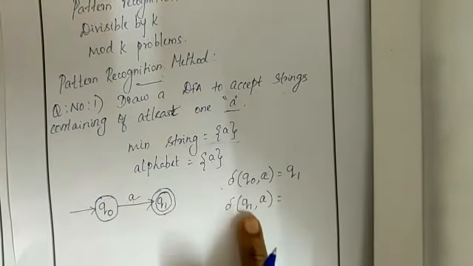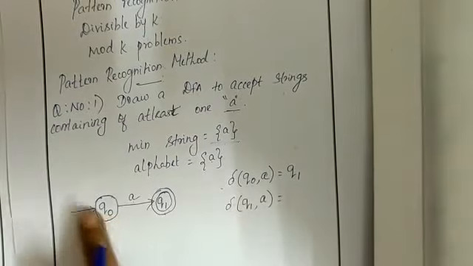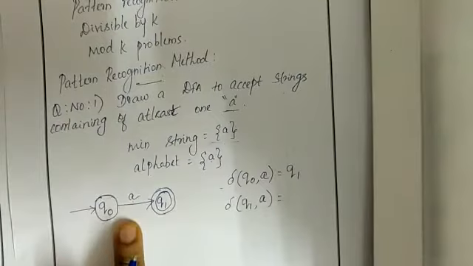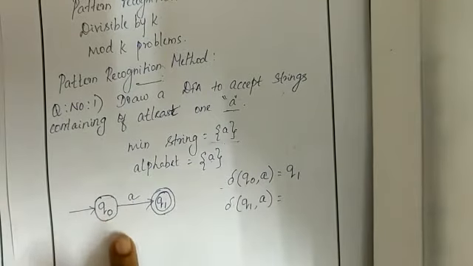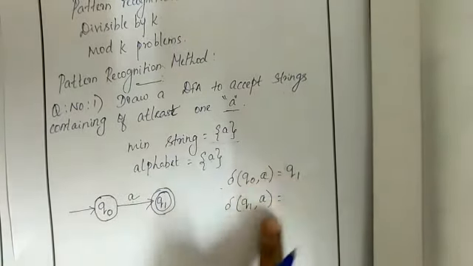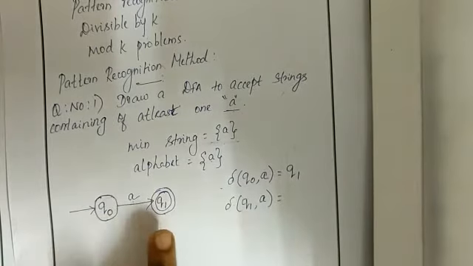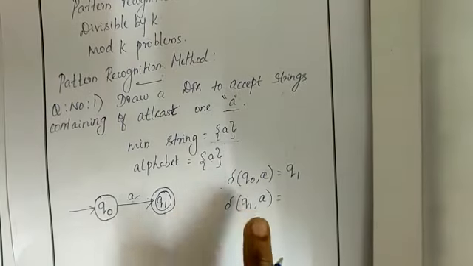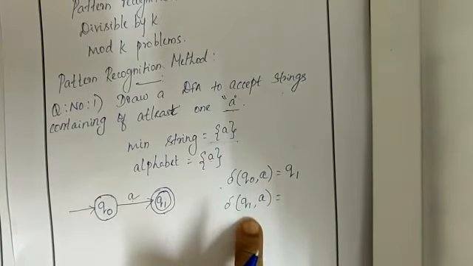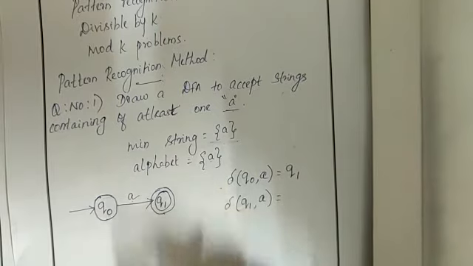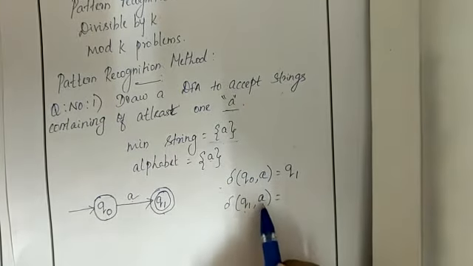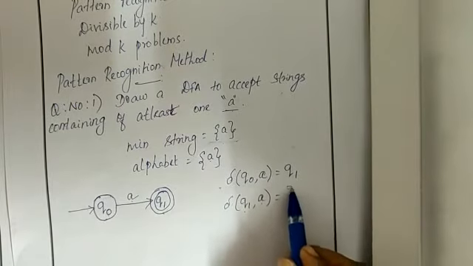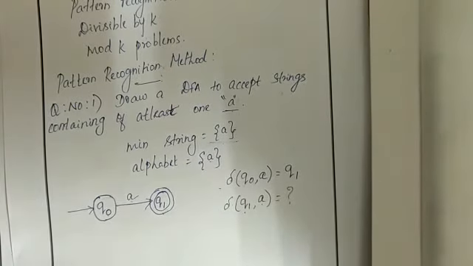Now, the next transition I have to find out. This diagram is incomplete. So with the minimum from the diagram, now I have to complete all the transitions. Now how to mark this transition? What is this telling? When the Q1 state is accepting A input, where is the transition? I have to find out this transition.